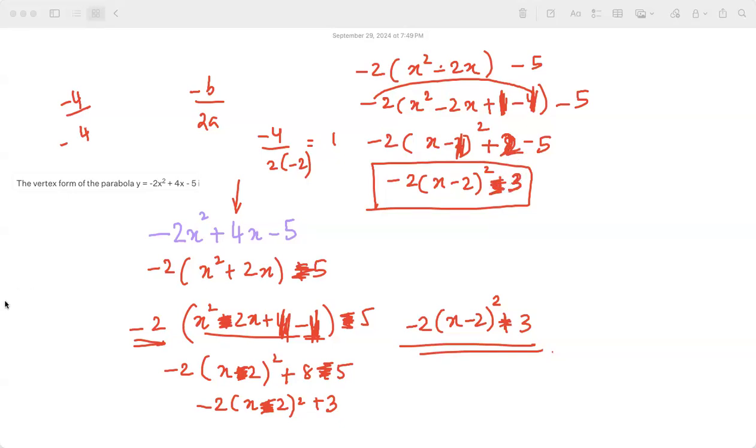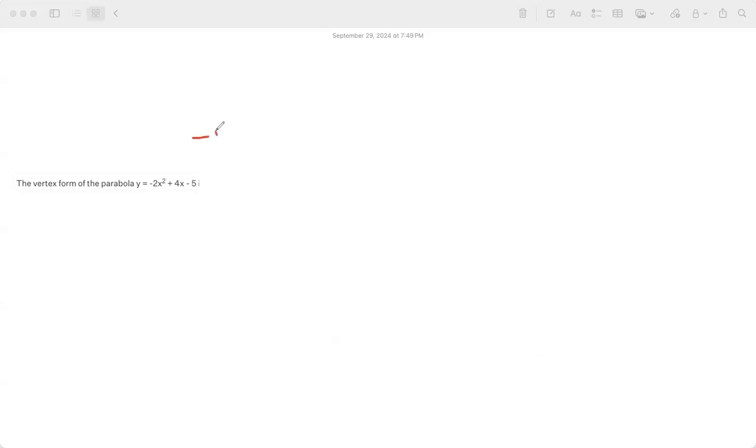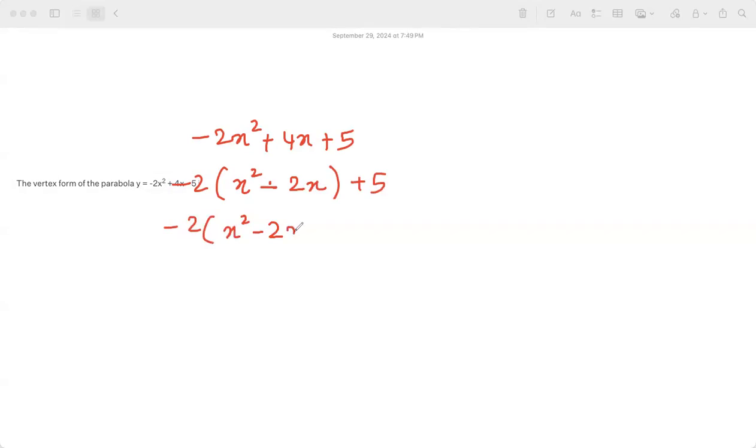Okay, let me redo. I am not happy. Minus 2x square plus 4x plus 5, right? When I take minus 2 as common, it becomes x square minus 2x, right? And after that, a plus 5. Now, I will add x square minus 2x plus 1 and a minus 1. Here, it's not a 2ab, right? 2ab is a 1. So, plus 1 and a minus 1 and a plus 5.